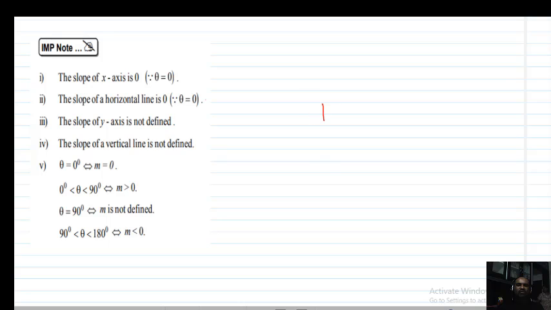Slope of y-axis is not defined, because the y-axis is making 90 degree with the x-axis. So tan 90 is not defined. That's why the slope of y-axis is not defined. Similarly, slope of any line parallel to the y-axis or perpendicular to the x-axis is not defined. Or slope of vertical lines are not defined. Slope of a vertical line is not defined. Okay.